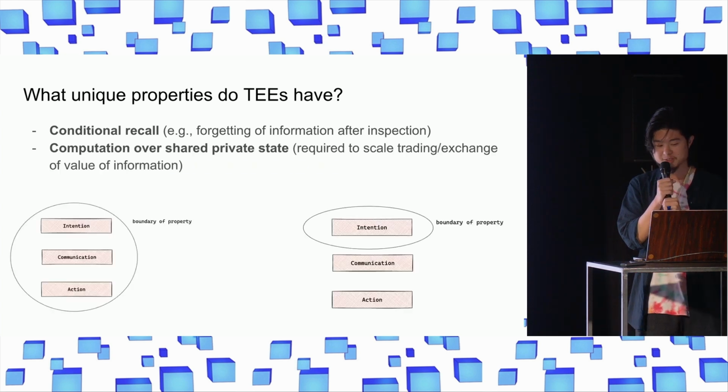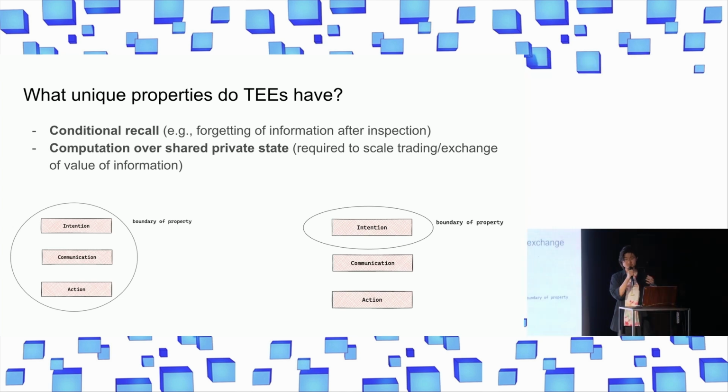Okay, and the second property, I think the unique differentiator between TE and ZK, is that TEs allow computation over shared private state. And if you think about the information age, people talk about intents. What intents are is essentially moving the boundary of property and value from the action level to the intent level. For example, this has been happening a lot in Google's case, right? Google captures value at the intent level.